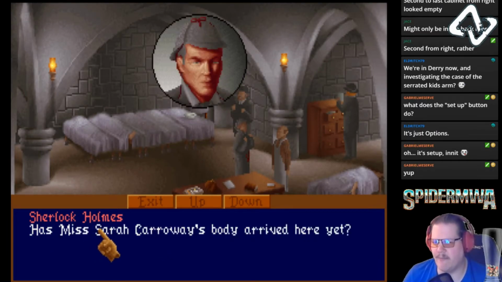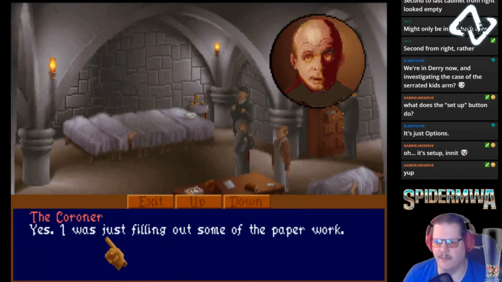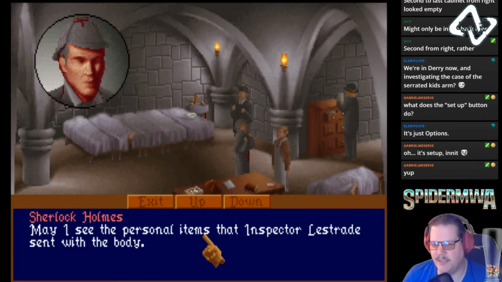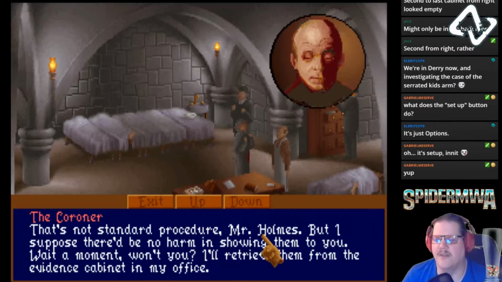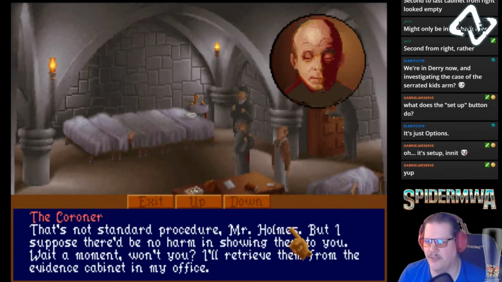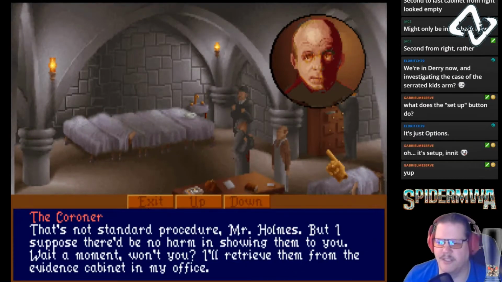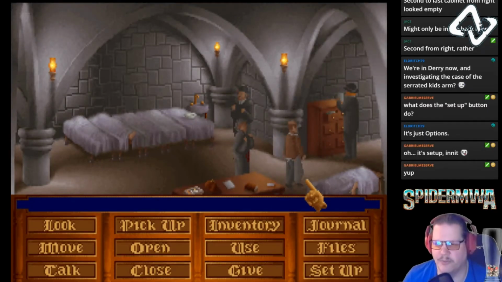Has Miss Sarah Caraway's body arrived here yet? Yes, I was just filling out some of the paperwork. May I see the personal items that Inspector Lestrade sent with the body? That's not standard procedure, Mr. Holmes. But I suppose there'd be no harm in showing them to you.